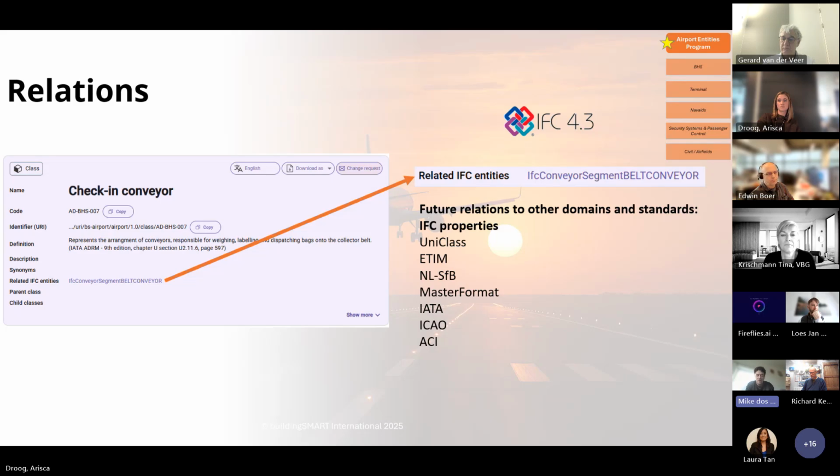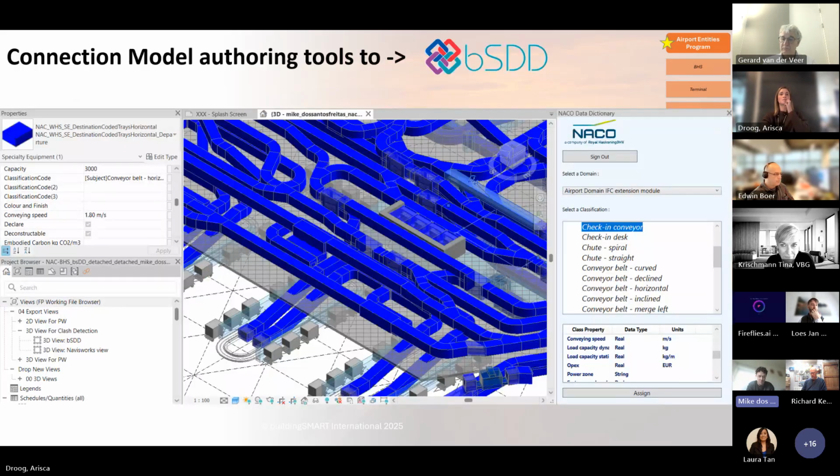And in the future, that's the nice thing about the buildingSMART data dictionary. You can create relations between all kinds of buildingSMART domains. So you can even relate it in the future maybe to an IATA domain if it will exist, but also to existing domains like Uniclass and Uniformat, which are classification systems widely used. If you go to the next slide.